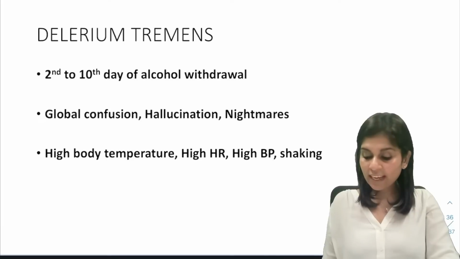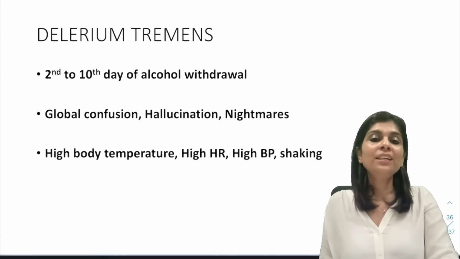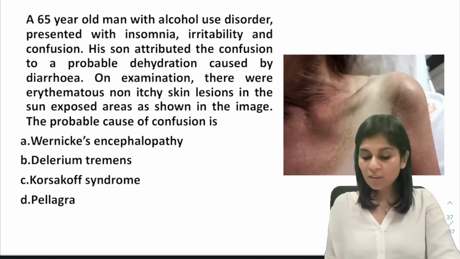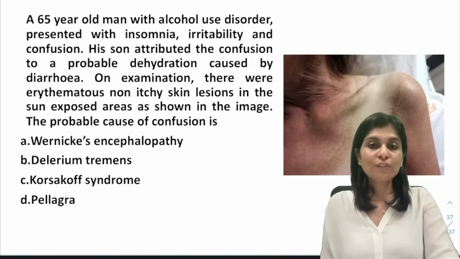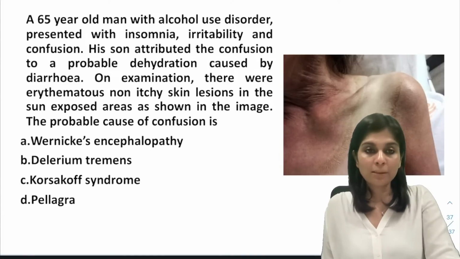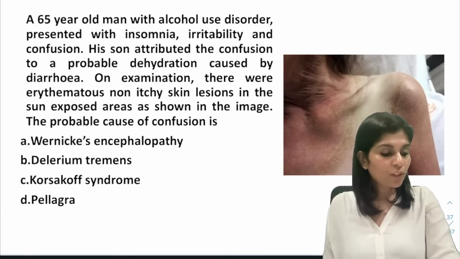So because it's characterized by autonomic hyperactivity, they also present with high body temperature, high heart rate, high blood pressure and tremors. And this is not delirium tremens because there is no history of alcohol withdrawal, and delirium tremens has got nothing to do with diarrhea, nothing to do with dermatitis. Okay, and what is Korsakoff syndrome?